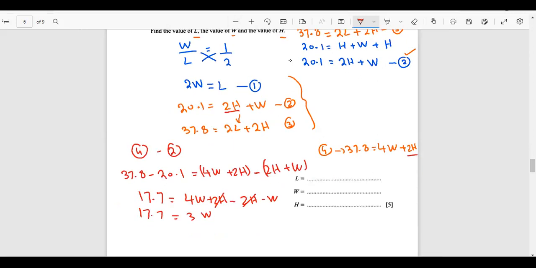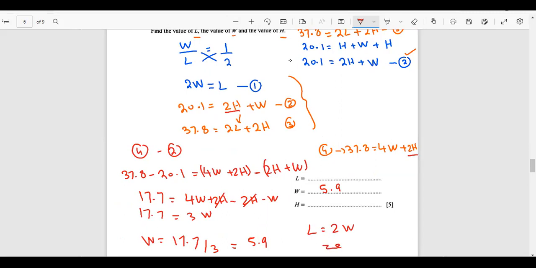I'll zoom out, and W is going to be 17.7 divided by 3, and the answer would be 5.9. So we got W as 5.9. Now using this W, I can find L. So L is 2W. So it would be 2 into 5.9.